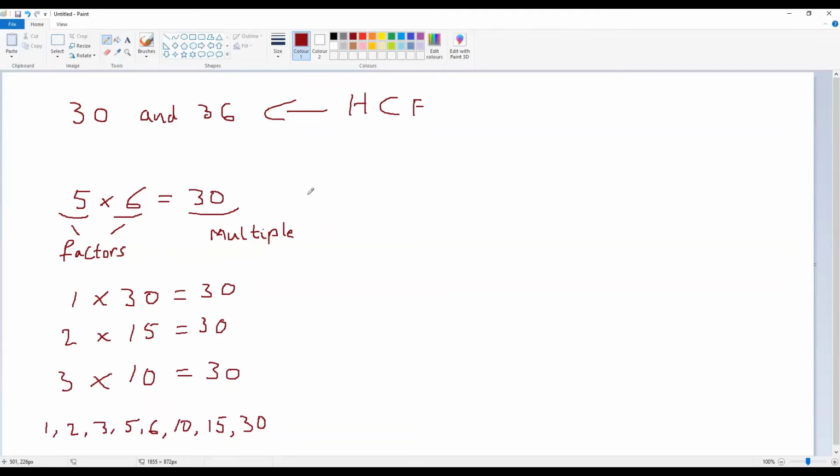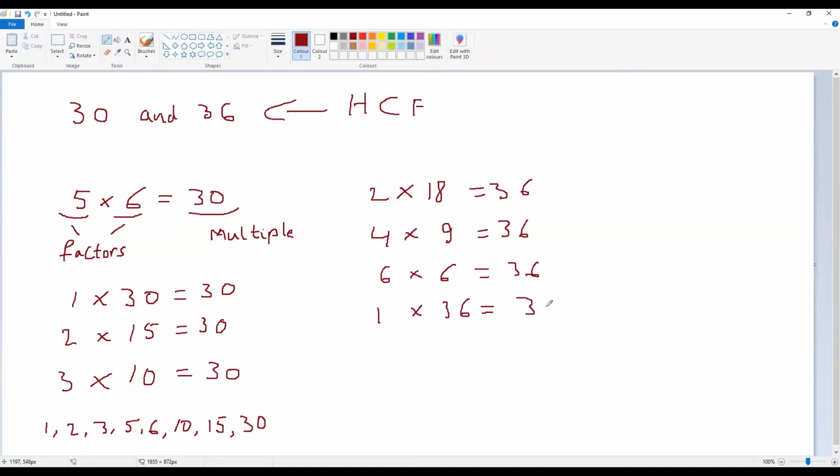All right? Okay, so let's look at 36. What are the different ways we can get 36? Well, we could multiply 2 by 18. That gives us 36. We could also multiply 4 by 9. That will give us 36. We could multiply 6 by 6. That would also give us 36. We could multiply 1 by 36. That will also give us 36. Okay? So we see that all these numbers are factors of 36.